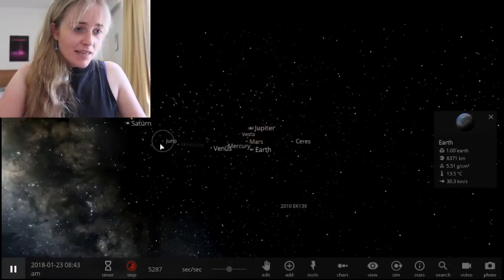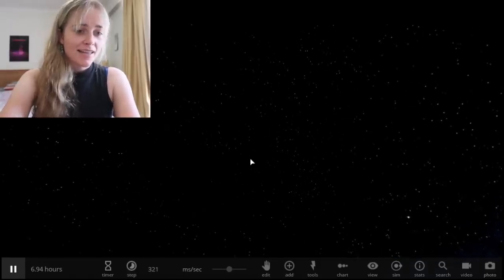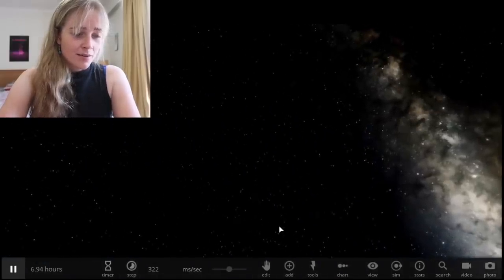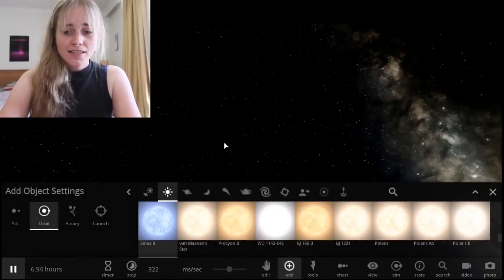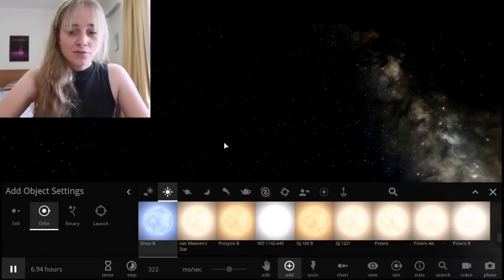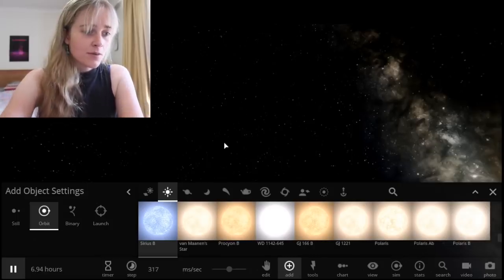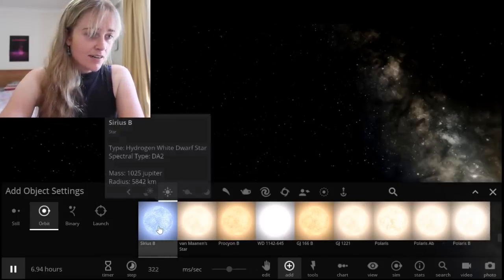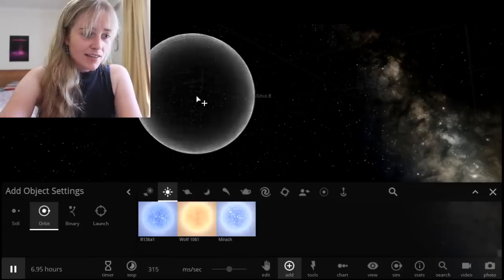Let's take a look at something else. Okay, I've wiped everything and now we've got a nice blank slate here to work with, this nice set of stars in the background. So I want to see if we can make a pulsar. A pulsar is sort of a highly magnetized rotating neutron star, or I think it can be a white dwarf as well. So let's get such a star. This is Sirius B, this is a white dwarf. Let's chuck that out there.